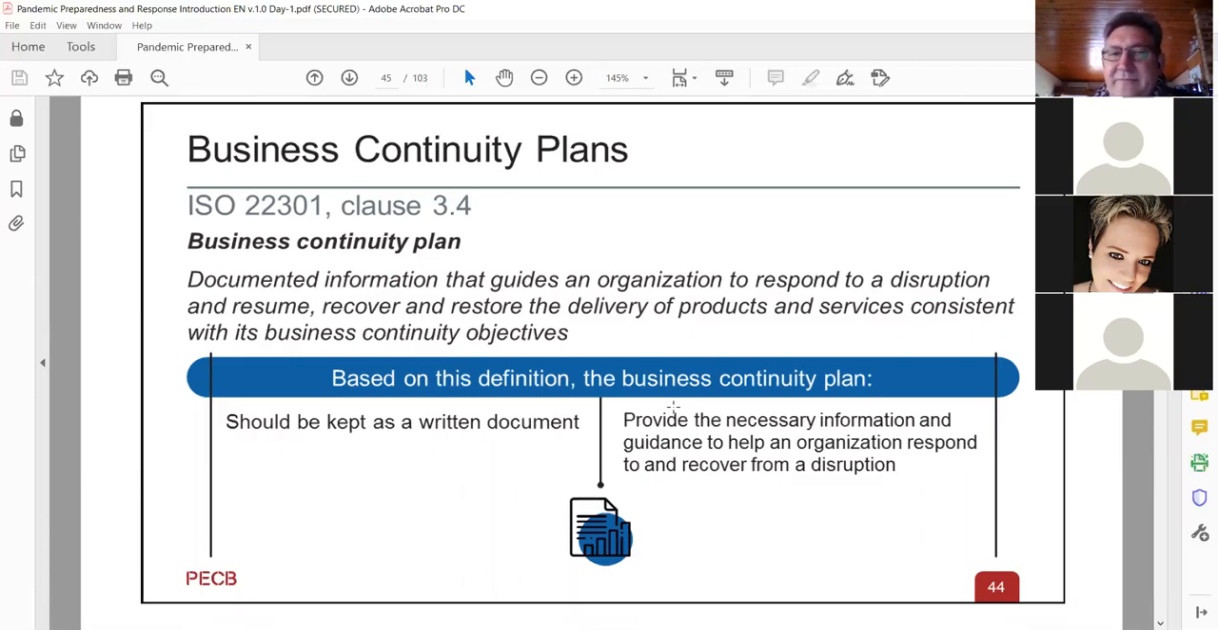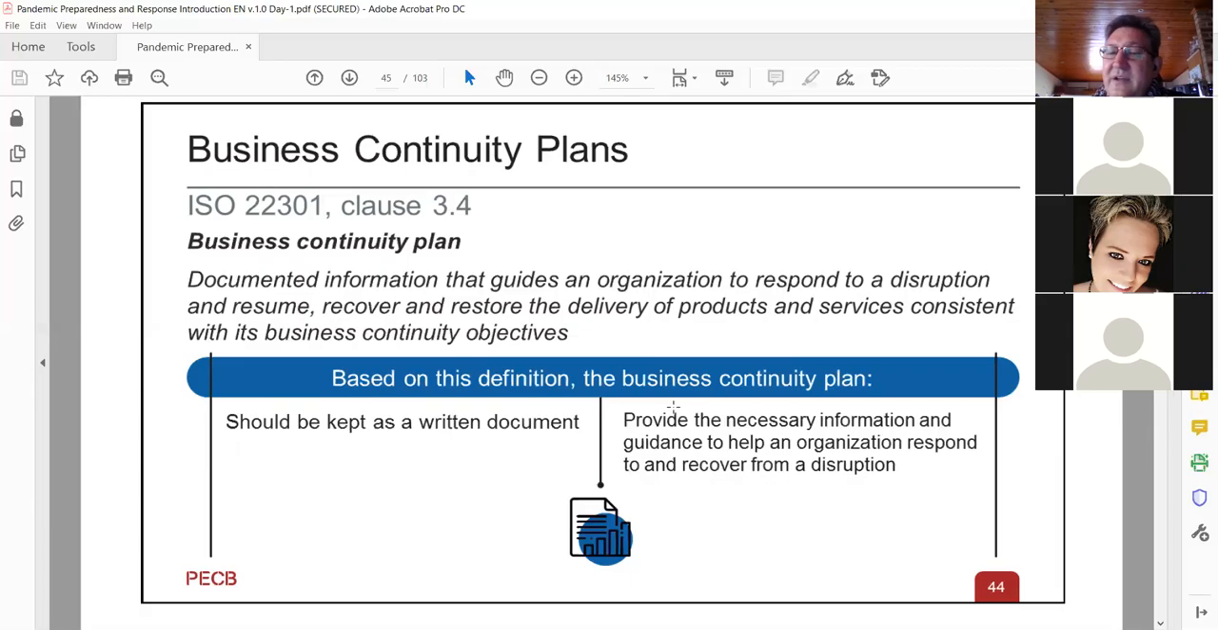So your business continuity plan is a documented information that guides an organization to respond to a disruption and resume, recover, and restore the delivery of products and services consistent with its business continuity objectives. Now, this is critical, because if you are saying that you are delivering, let's say liquor, 10 cases of this specific liquor to Choppies or to Checkers liquor store, and you cannot do that anymore because your business has got interruptions, the space that you've got at Choppies and at Checkers liquor, you are going to lose.